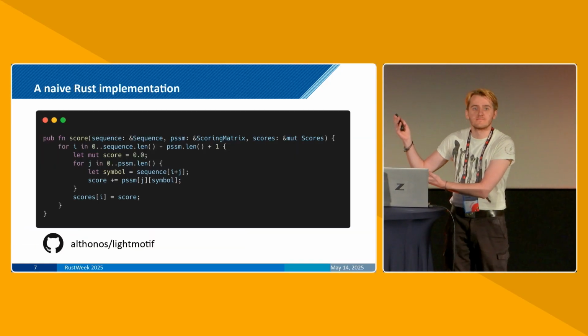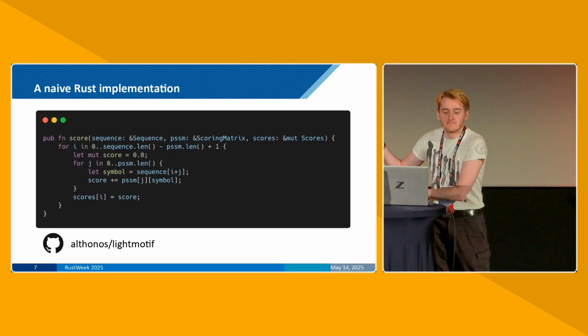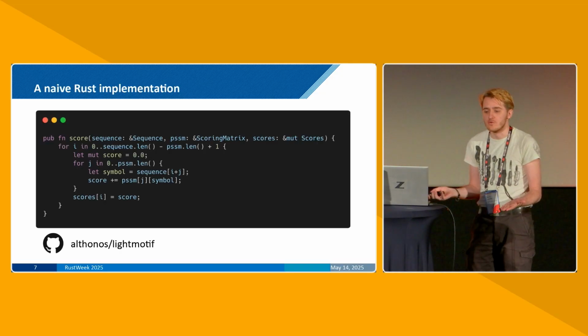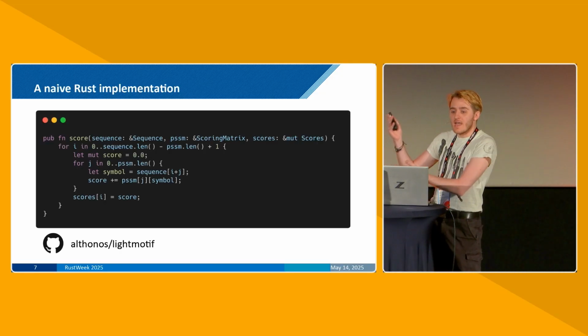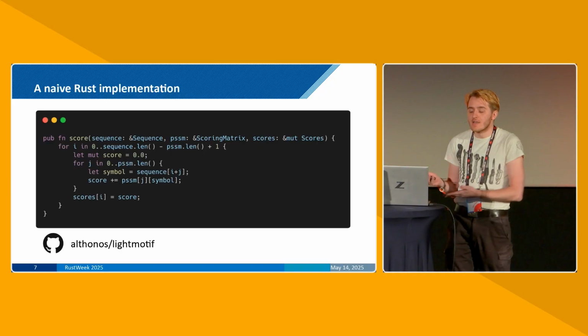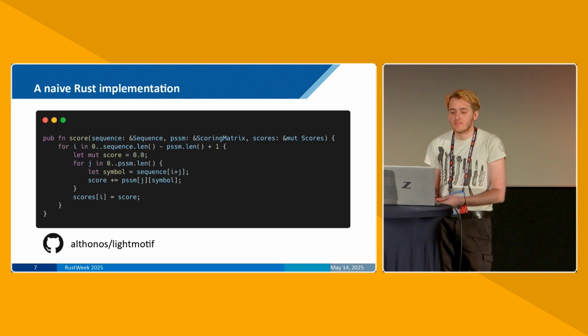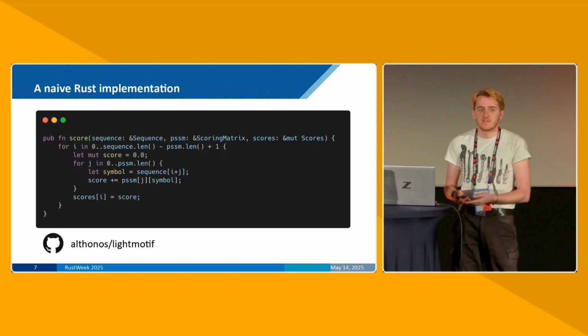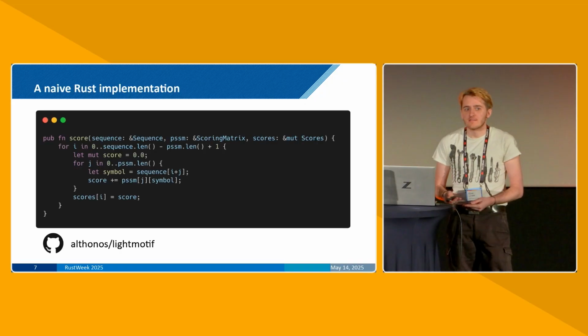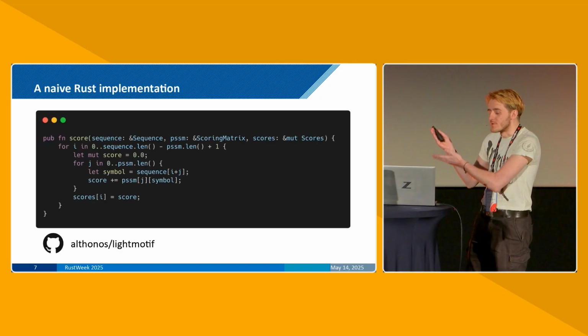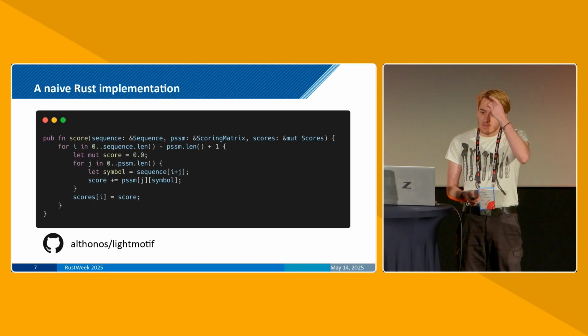I mean, here it is. It's two nested for loops. For every sequence position I'm going to score, I compute a score. And that score means for every row of my scoring matrix, I add the score for that symbol. That's actually a good learning exercise for bioinformatics students. You can really give that to them.